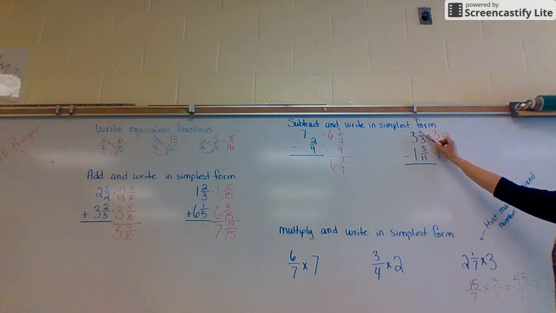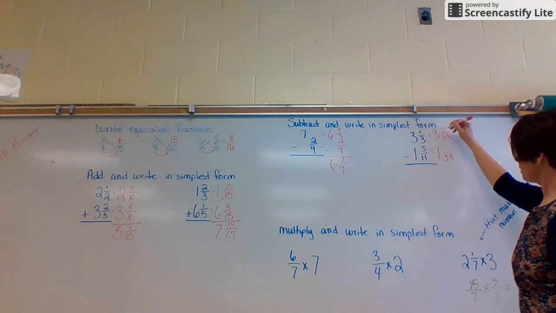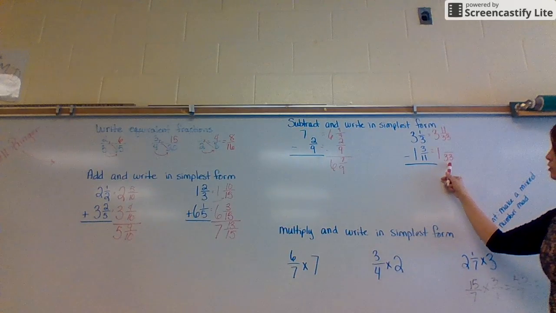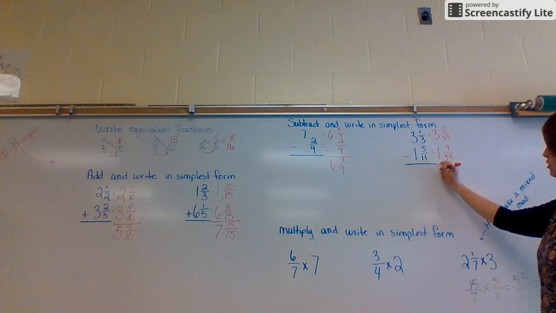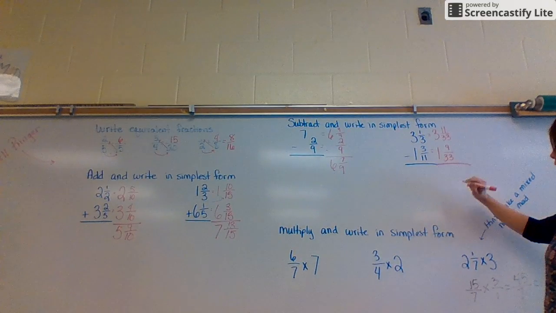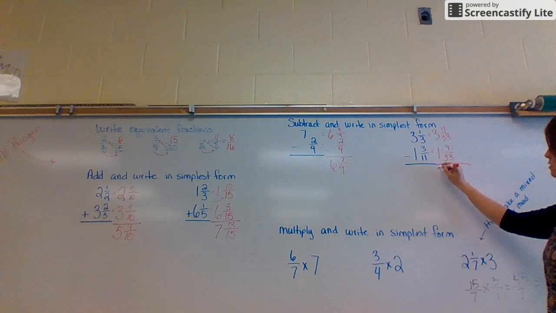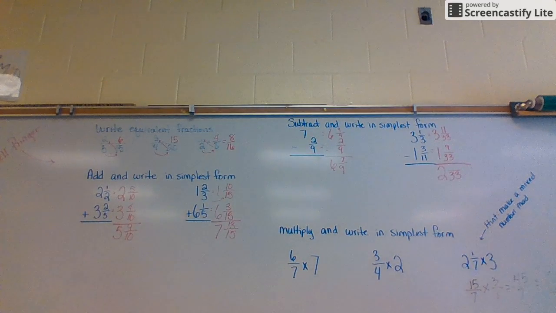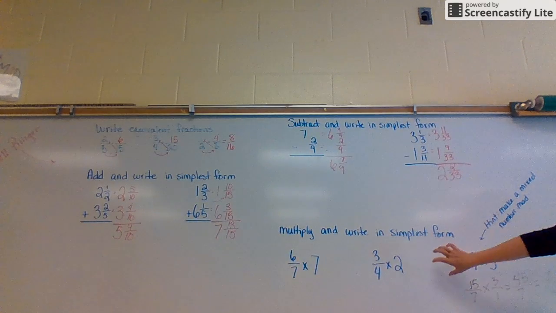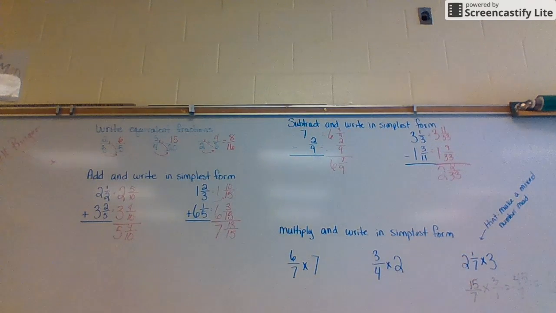All right, 3 will go into 33 11 times. 11 times 1 is 11. 11 will go into 33 3 times, and 3 times 3 is 9. Can I subtract or do I need to borrow? You can subtract. 3 minus 1 is 2. Denominator stays the same. 11 minus 9 is 2. Will that reduce? No.